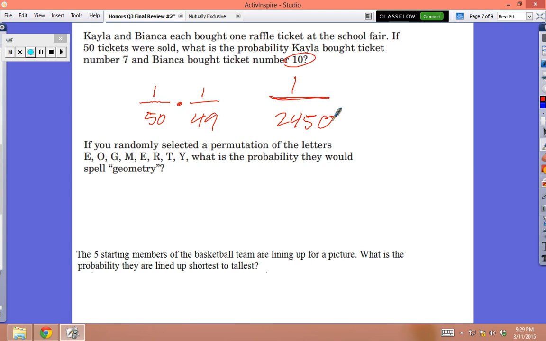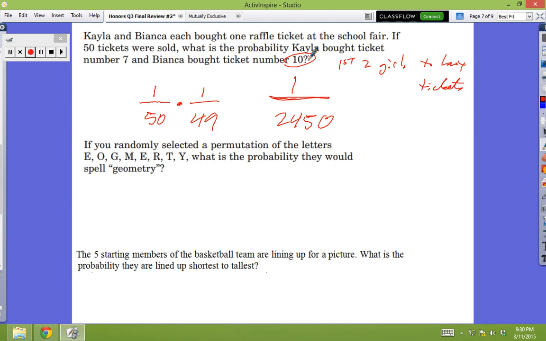So I've got to tell you that they were the first 2 girls to buy tickets. Or do I even have to tell? I don't even think I have to tell you that. So listen. Forget all the other kids.